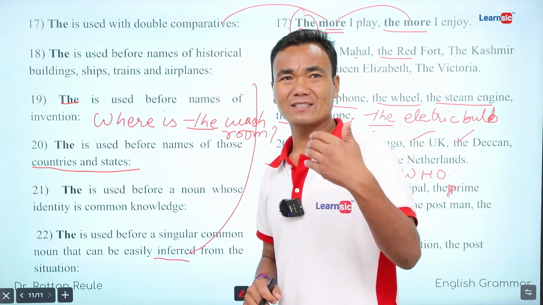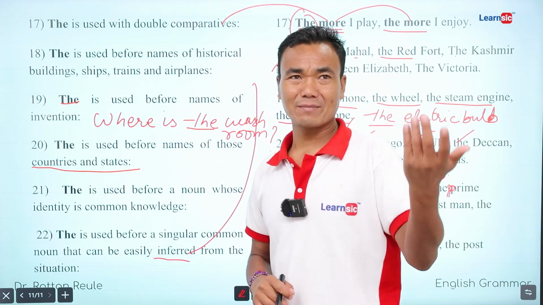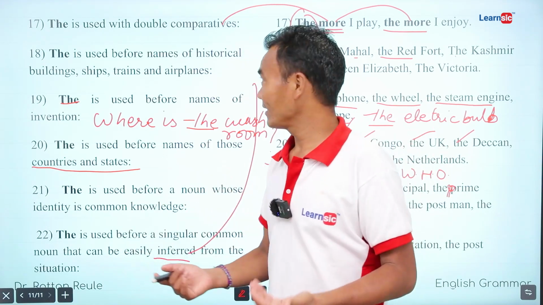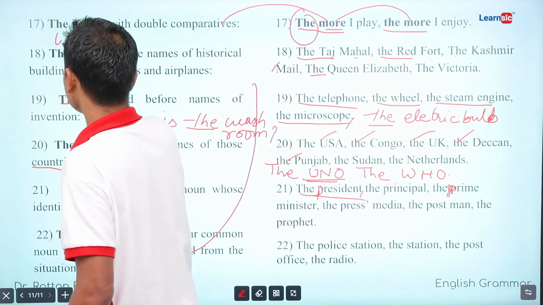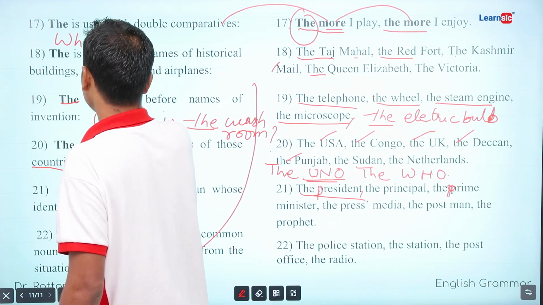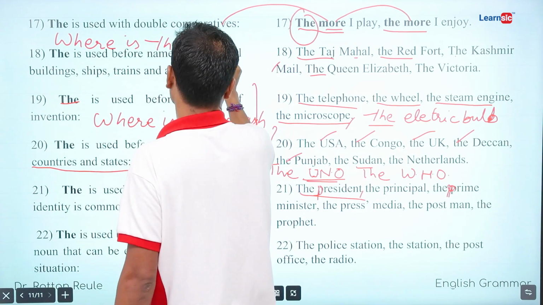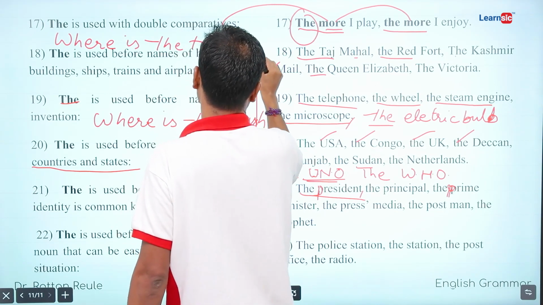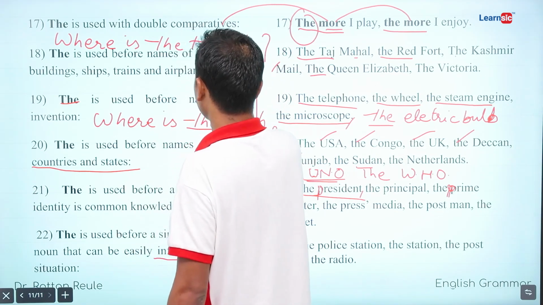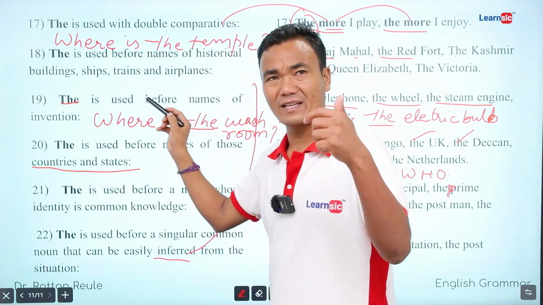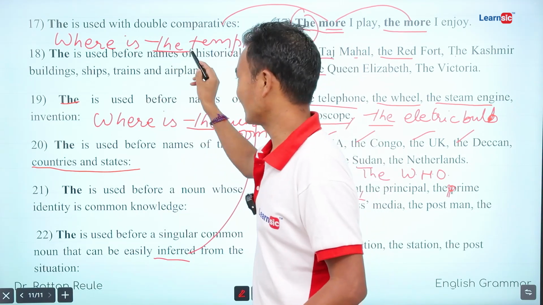Because if I ask where is the market, where is the temple, people easily know it. So that's why we are using the article, because we know the identity of the temple. If I ask where is the temple, we are using the article.